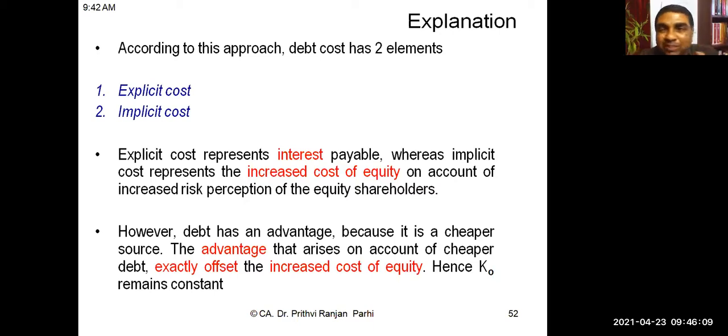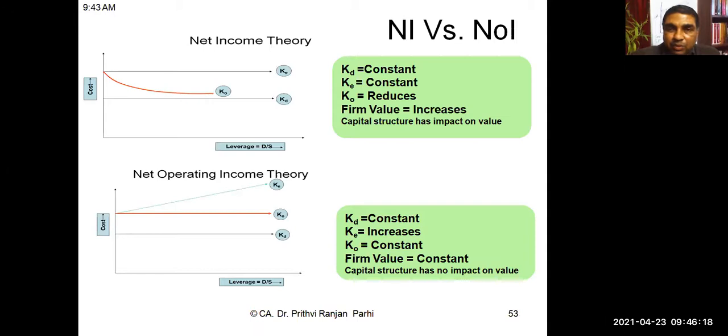Overall cost is not changing. When overall cost is not changing, value of the firm is also not changing. That's also constant. So if you compare now, net income theory says Ke is constant, Kd is constant, but overall cost will fall. But net operating income theory says Kd is constant, but Ke is not constant, Ke is increasing, because of which Ko is a straight line and Ko is also constant.